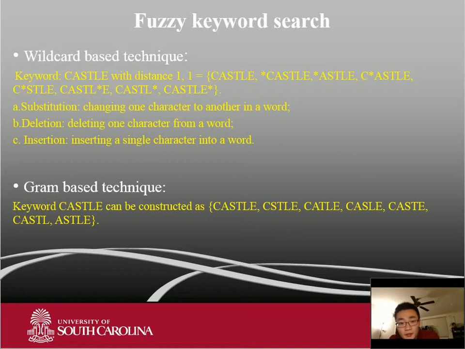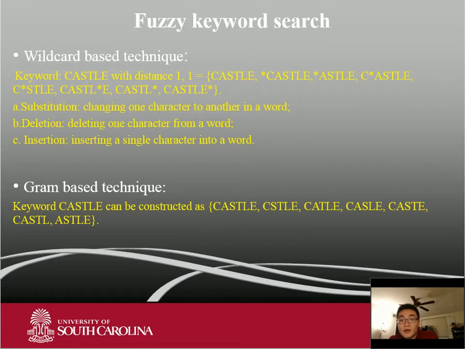About the fuzzy keyword search, we have already seen the example. Here are two techniques we usually use. The first one we call a wildcard based technique. Say we have a keyword castle, and every time we can insert a letter or use a star to replace a letter in castle, like star castle, or star astle, and so on, or c star as.